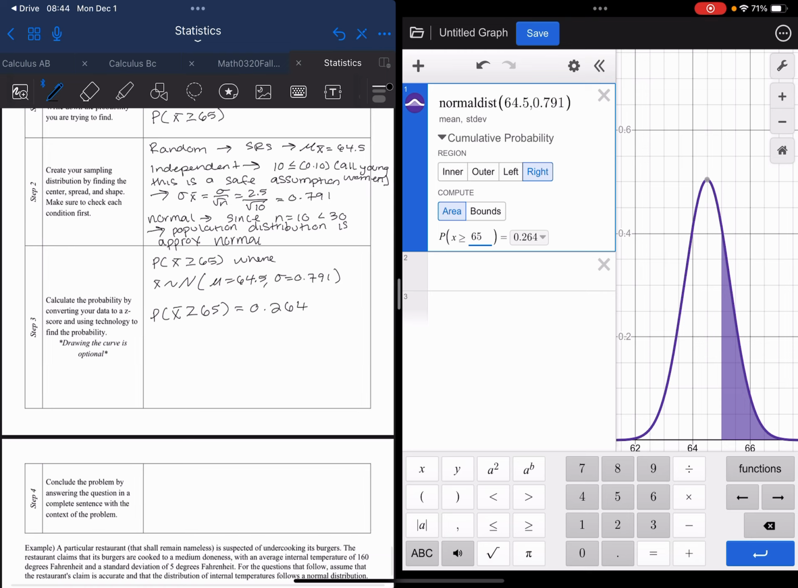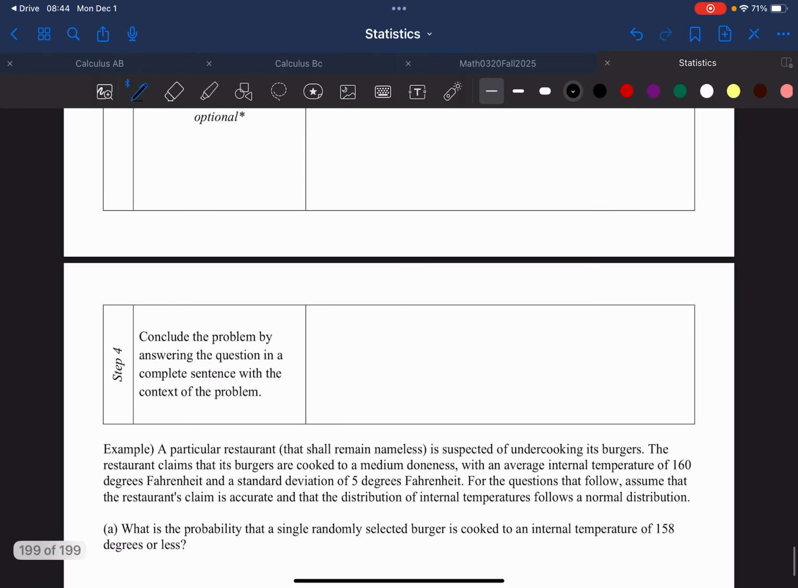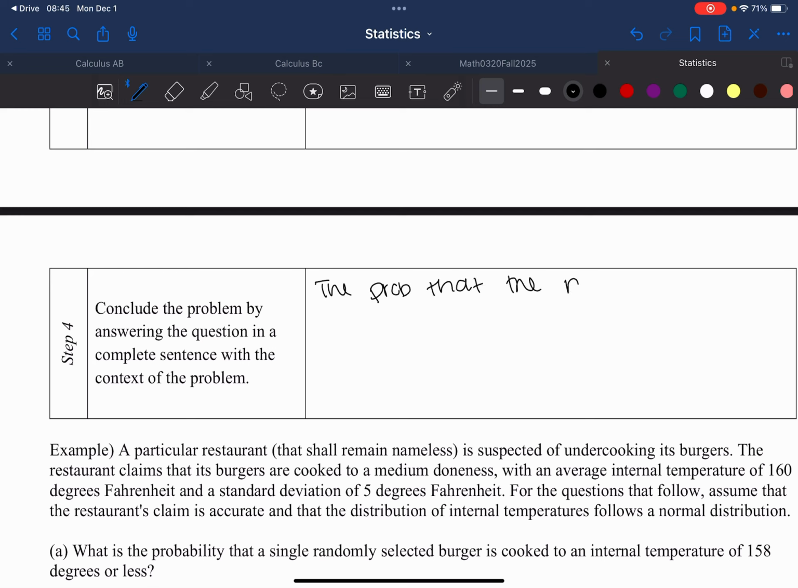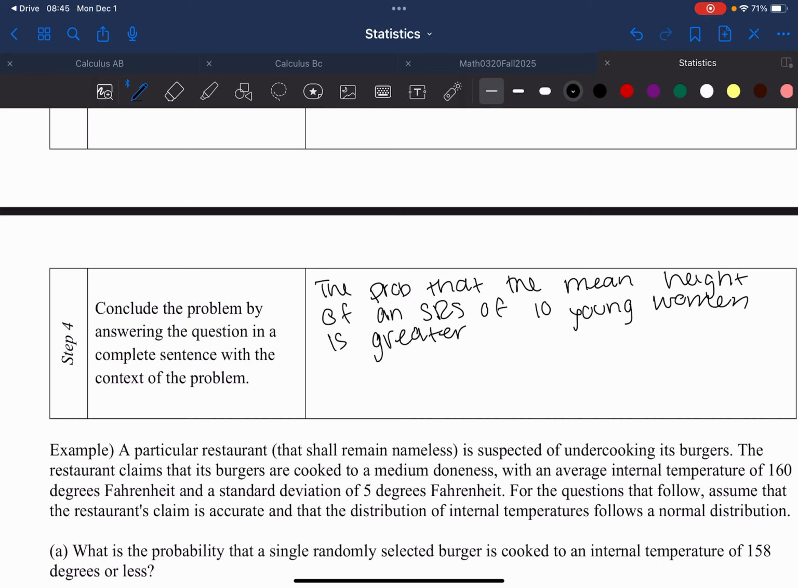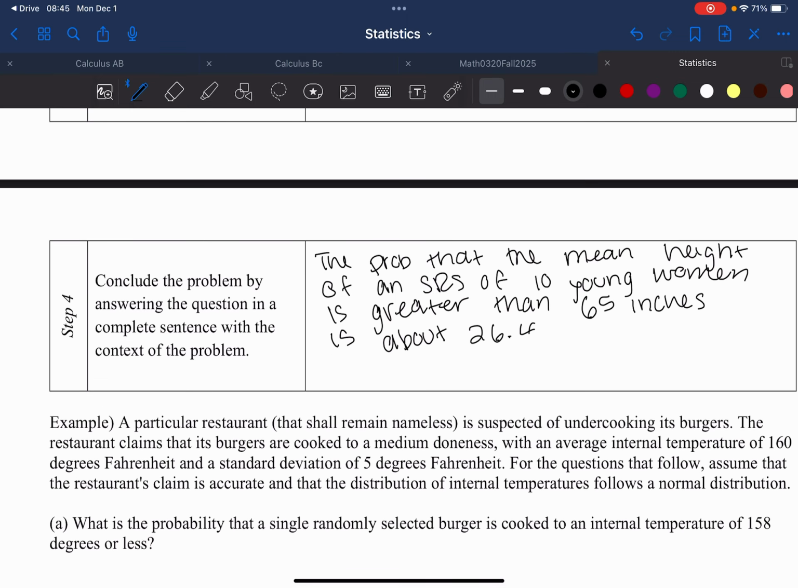Okay, and I can go ahead and get out of that real quick, go back here, and go to my last step, which is to write the conclusion. So I would say the probability that the mean height of an SRS of 10 young women is greater than 65 inches is about 26.4%.